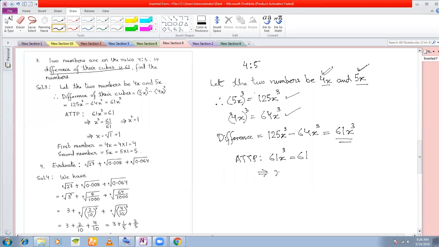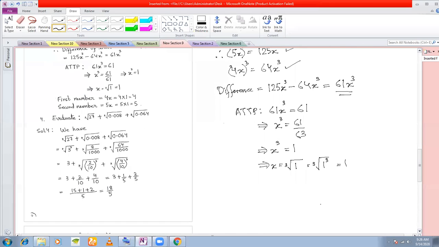And that means x cube is 61 by 61. That means x cube is equal to 1. That means x is equal to the cube root of 1, which is equal to the cube root of 1 cube, which is equal to 1. Cube root of 1 is 1, we all know. Okay, so we got the value of x as 1.